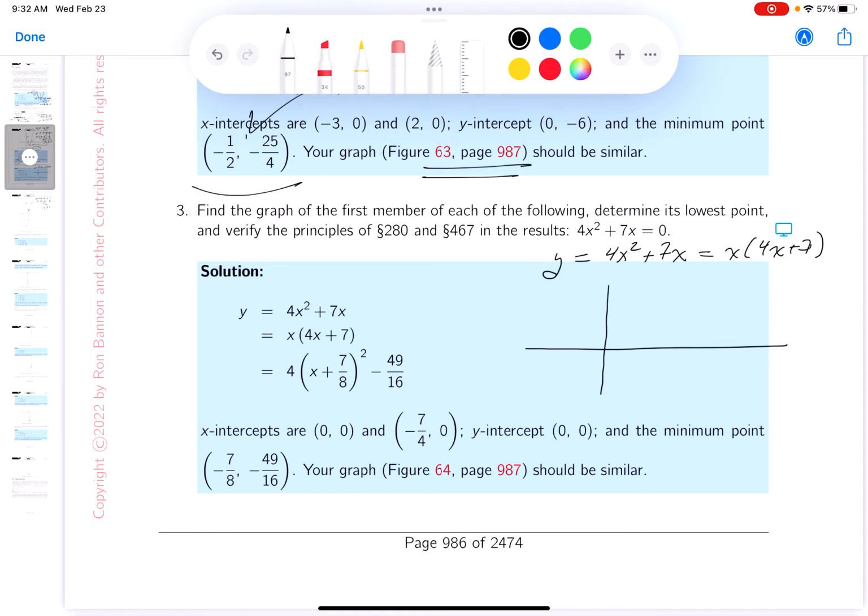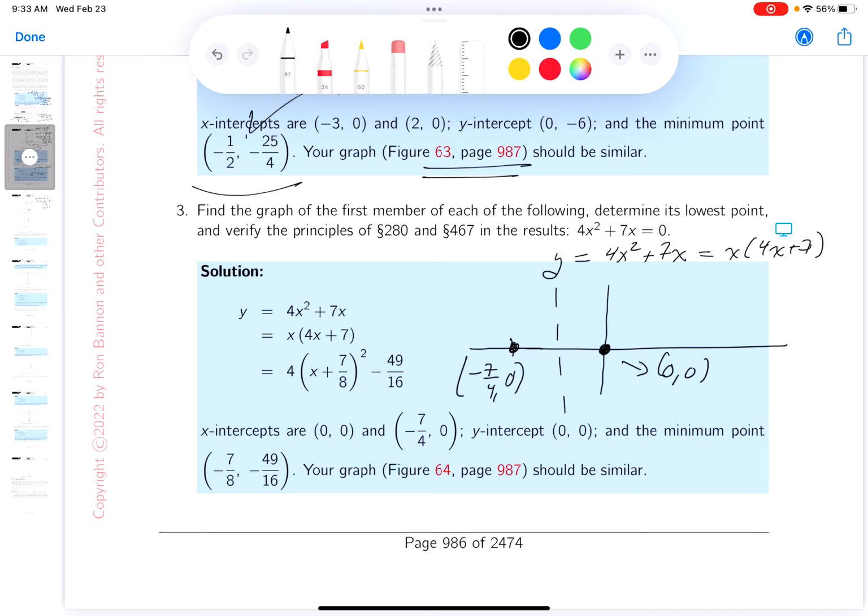Well, an x-intercept would be at 0. That's pretty simple. And the other x-intercept is going to be at what? Minus 7/4. All right, I'll put that over here. There's a line of symmetry between those two, and that's where the vertex is.